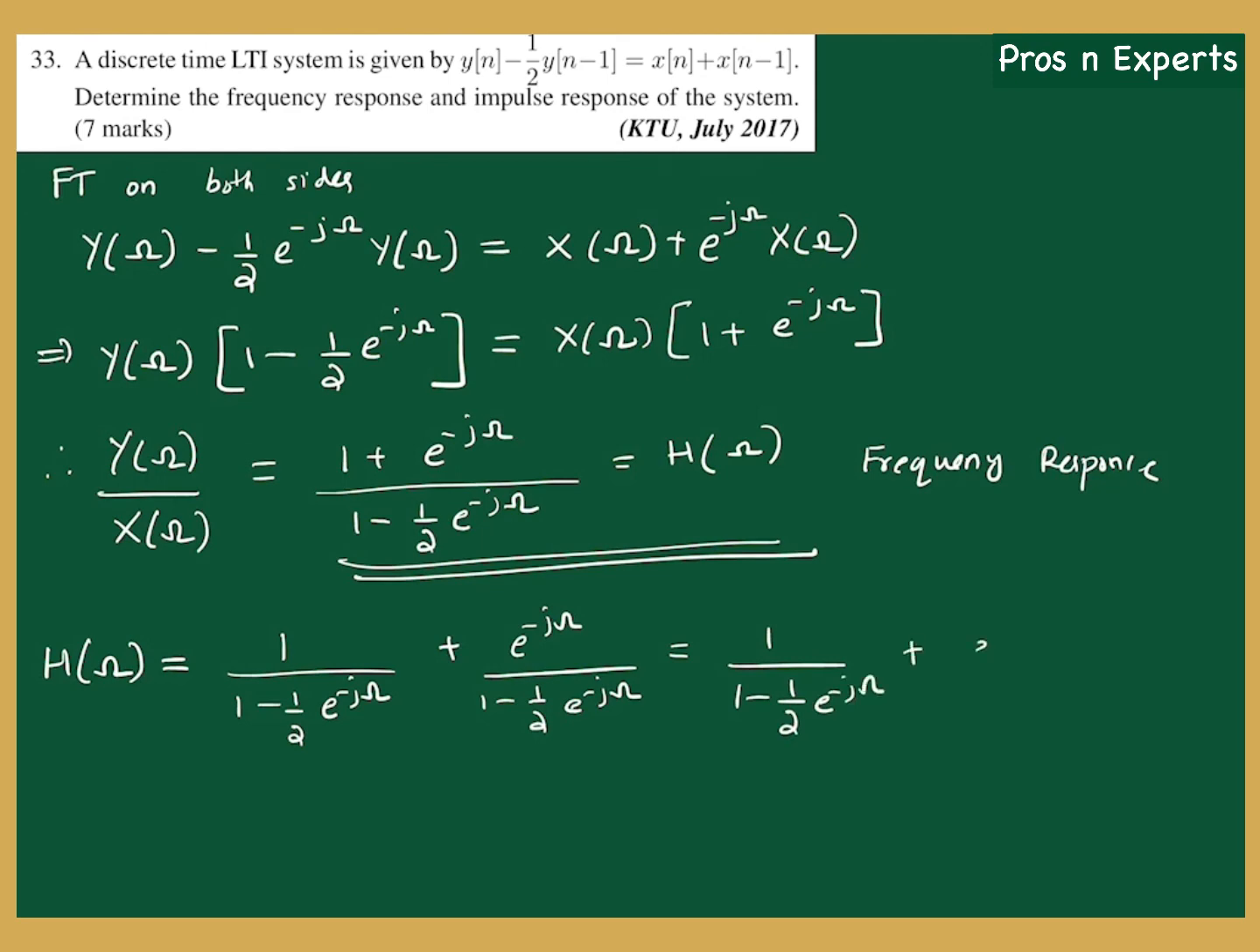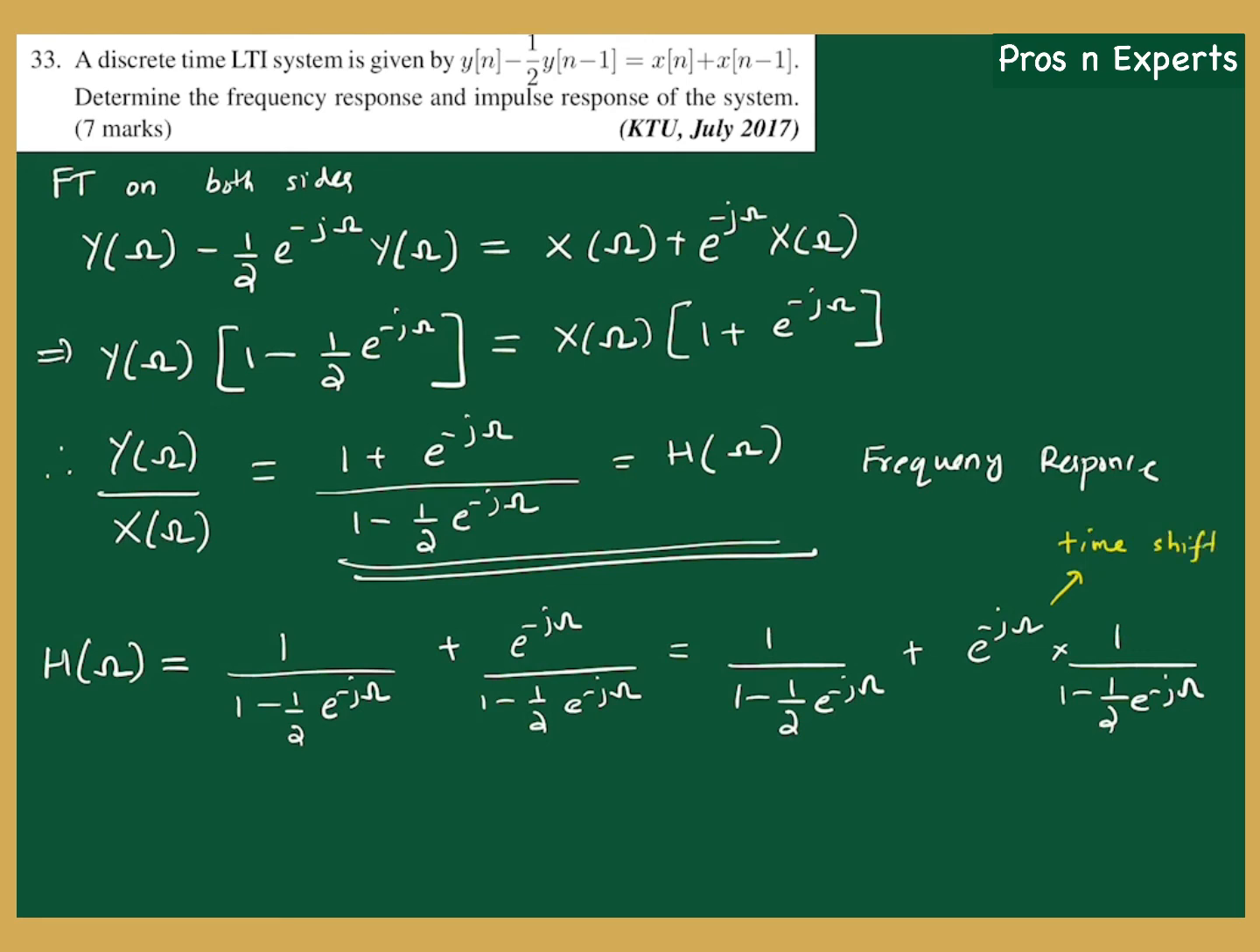Plus the second term is e raised to minus j omega into again 1 by 1 minus the same half e raised to minus j omega. So if you know the inverse DTFT of this term, that same inverse DTFT will be applicable to this term also, but there is an e raised to minus j omega multiplication. What does that imply? It implies nothing but the time shift property, right? This e raised to minus j omega corresponds to time shift.